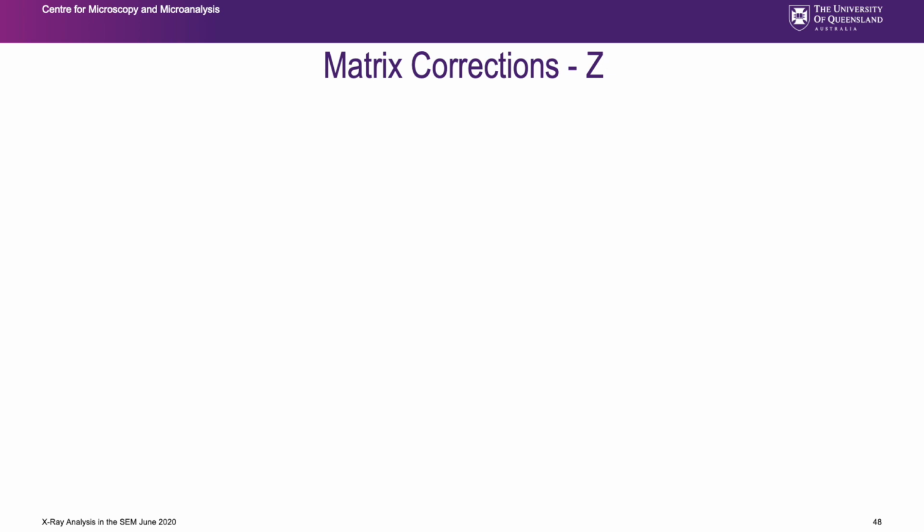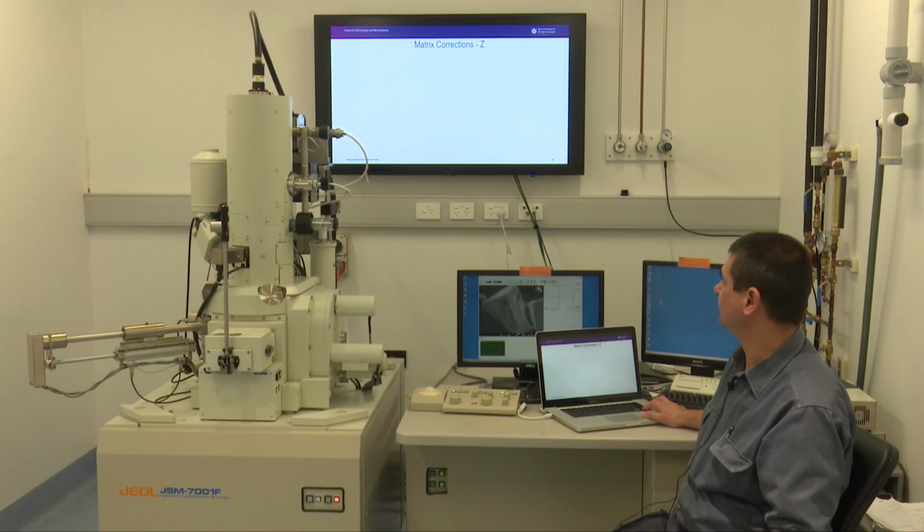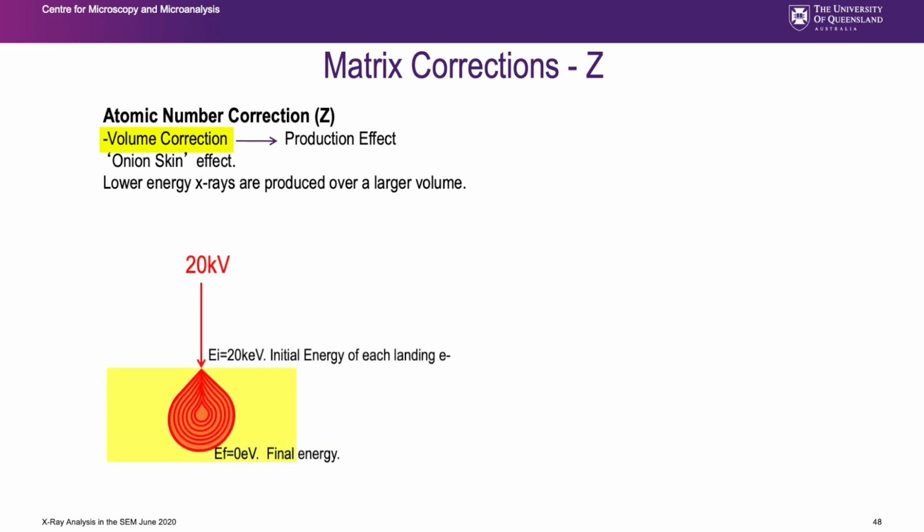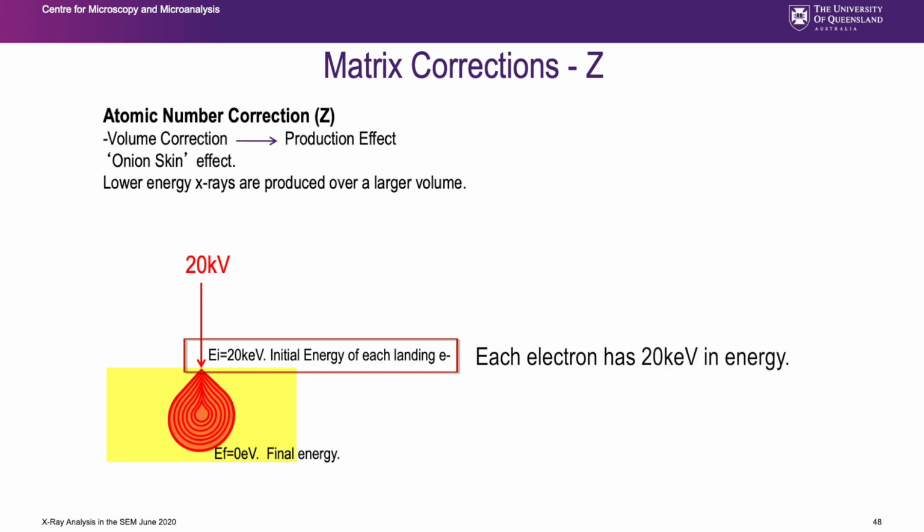So let's talk about the matrix correction. The first matrix correction is called the Z correction. This is the atomic number correction, Z the atomic number. In actual fact, I like to think of it as a volume correction. If you look at a 20 kV beam hitting your specimen, as you can see on the left, the initial energy, the landing energy of the beam is 20 keV. Each electron has 20 keV in energy.